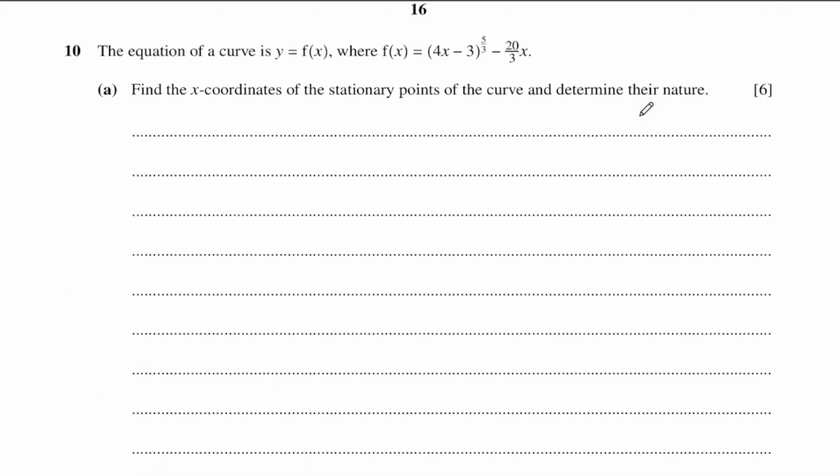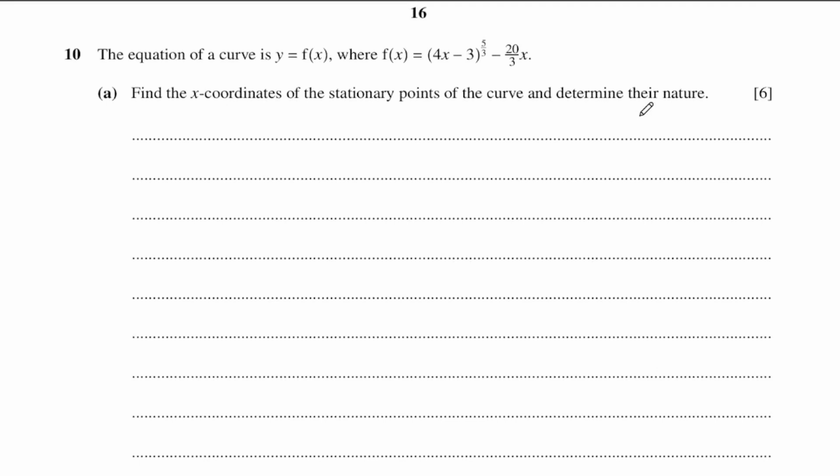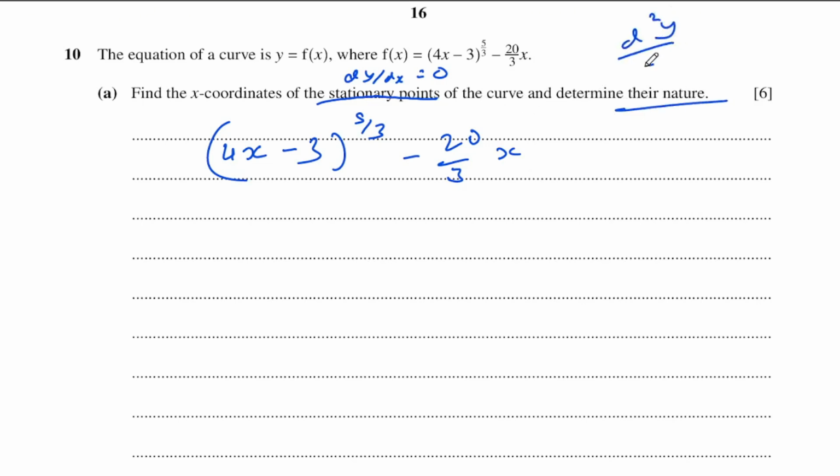For the last part, the equation of a curve is y equals f of x, where f of x is (4x minus 3) power 5 over 3 minus 20 over 3 x. Find the x coordinates of the stationary points. Remember, stationary point means dy over dx equals 0 of the curve, and determine their nature. So nature you determine by d square y over dx squared. Right? If it's greater than 0, it's a minimum. If it's less than 0, it's a maximum. Okay? So we're going to do that first.